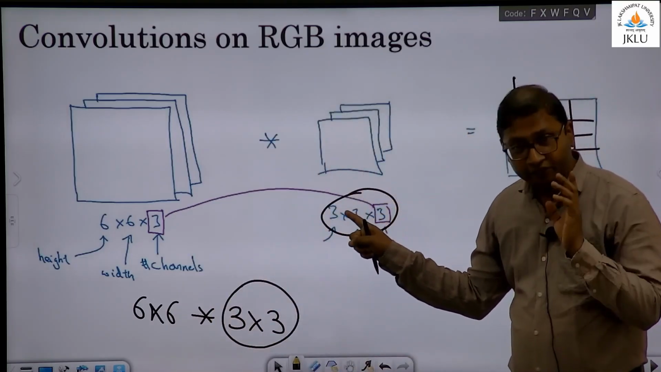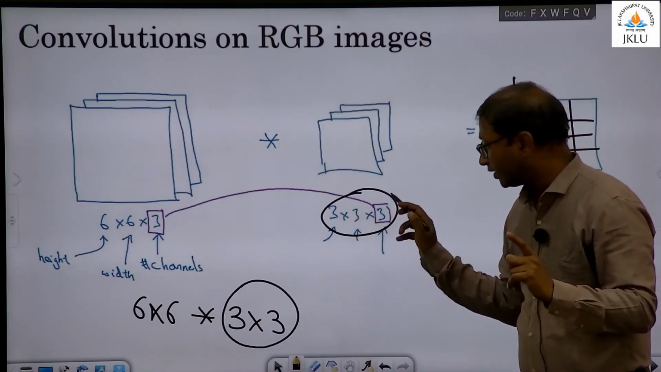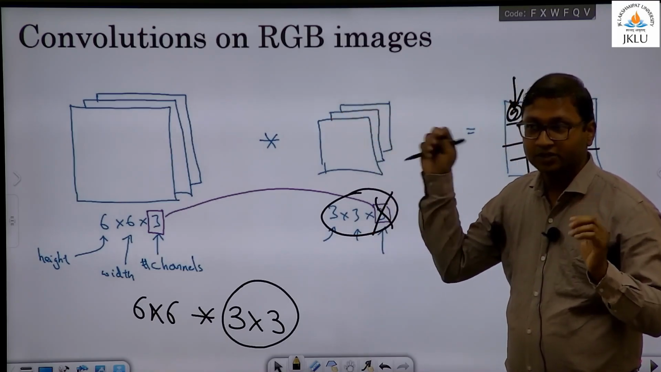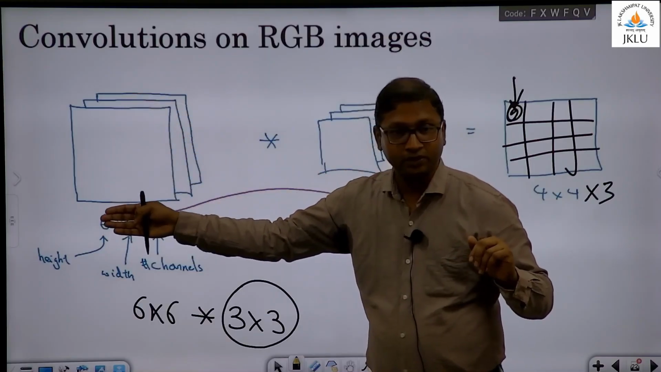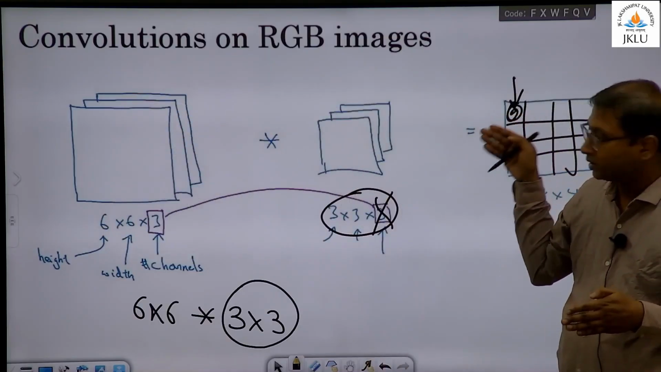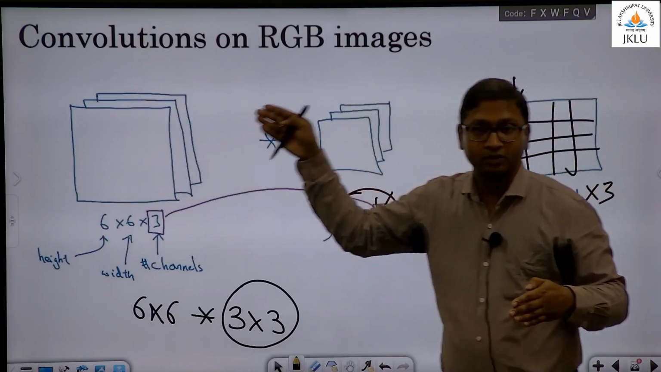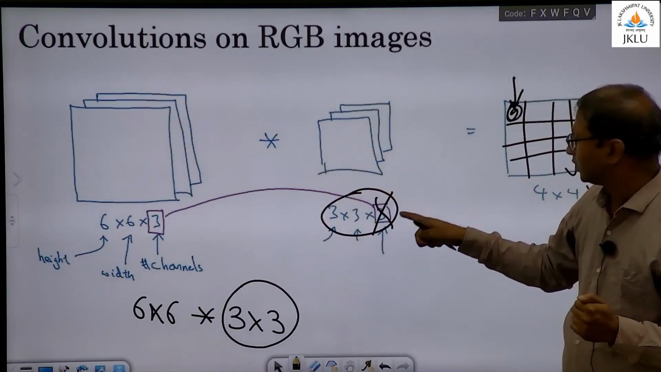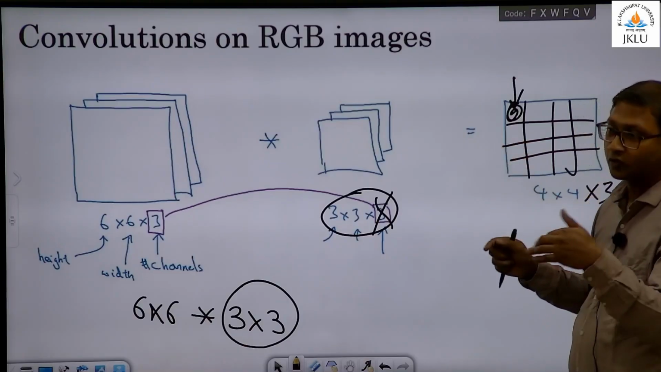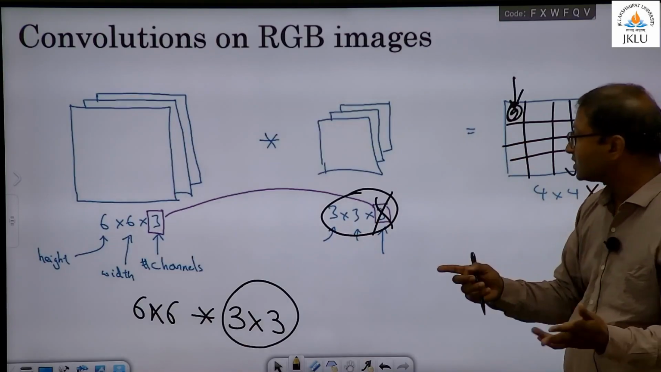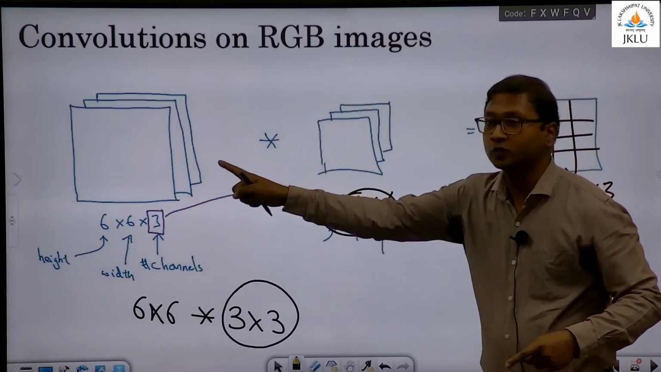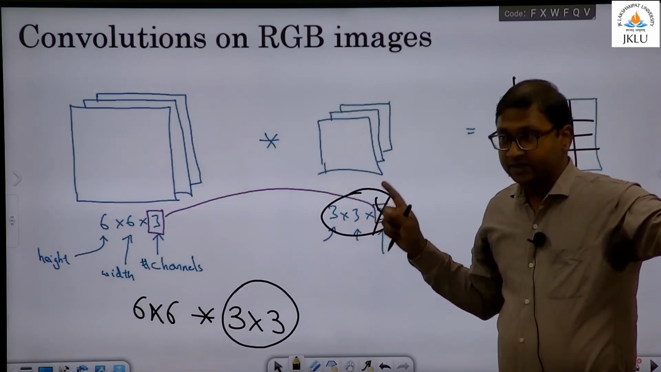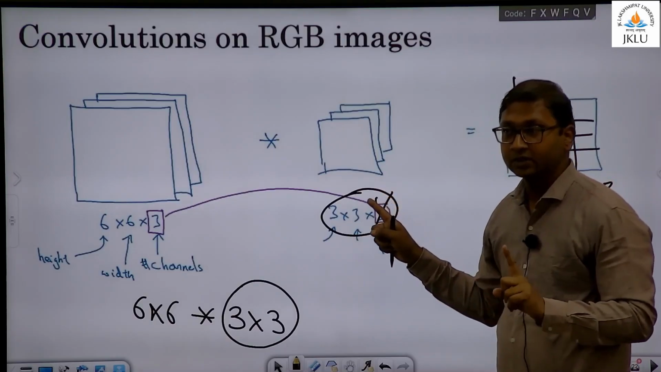So if instead of this 3 cross 3 cross 3, I drop this one. I take a 2-dimensional 3 cross 3 filter, run it over this one, it will give me one layer of size 4 cross 4. Run it over the second one, it will give me another 4 cross 4. Run it over the third one, it will give me another 4 cross 4. That will give you 4 cross 4 cross 3. But it turns out this way of doing convolutions with volumes is better. So nobody stops you from taking that approach that I just said, but this one works better.